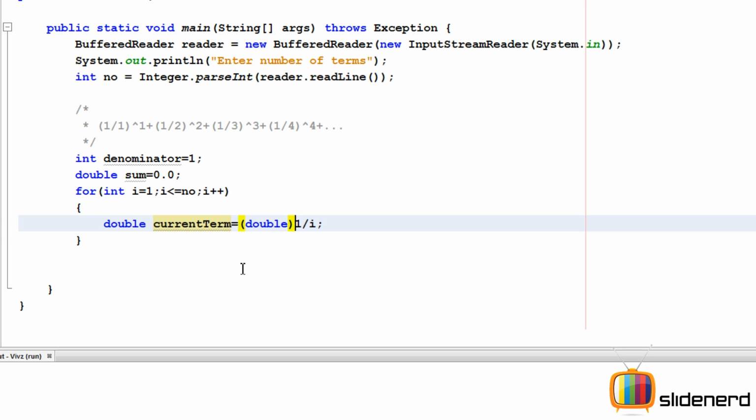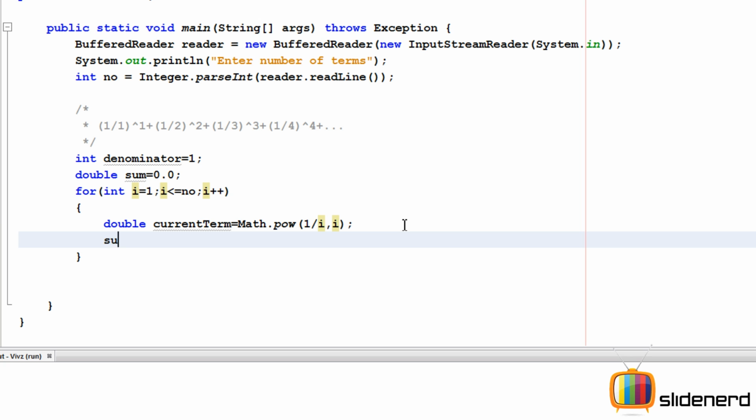Now we want the power, right? I'm going to say math.pow. Actually, we don't need to typecast. We can simply put math.pow and this will be typecast for us. Math.pow 1 by I, comma I, 1 by I raised to I, right? That's exactly what I'm going to say. So first, I is going to be 1, so it's going to be 1 by 1 raised to 1. Then 1 by 2 raised to 2, right? And this gives exactly the current term.